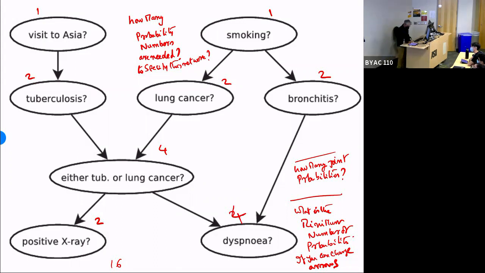By the way, this is called the Asia network in the Bayes network community. And if it sounds a little bit racist, that's just because if you went to Asia, you might be getting tuberculosis. It's not me saying it. I'm from Asia, for crying out loud. So somebody else made it. But anyway, that's basically the total number. So 4 plus 2, 6, plus 4, 10, plus 2, 12, plus 2, 14, plus 2, 16, plus 1, 17, plus 1, 18. So there should be 18 numbers.